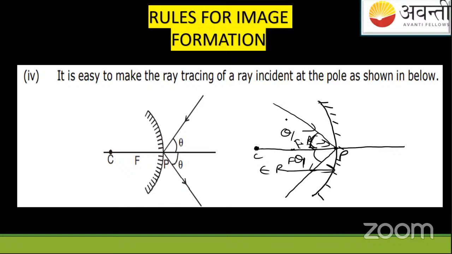Got it? If a ray is incident on the pole of a concave mirror, it will follow the laws of reflection and it will get reflected. Similarly, in case of convex mirror, it will do the same. If it appears to go from this like this, it will go like this. Got it? So these were the 4 points, students.